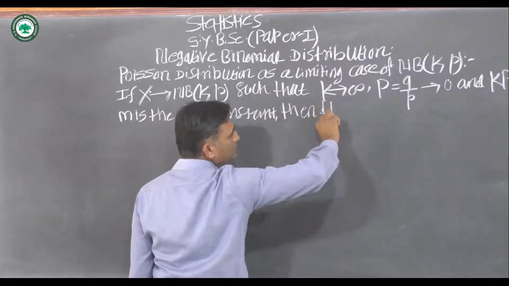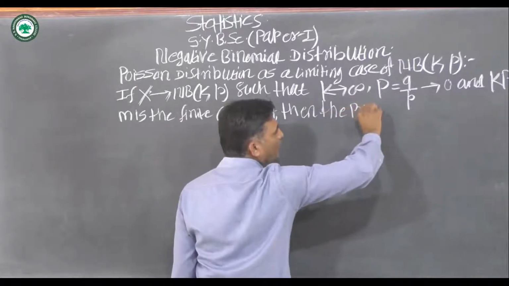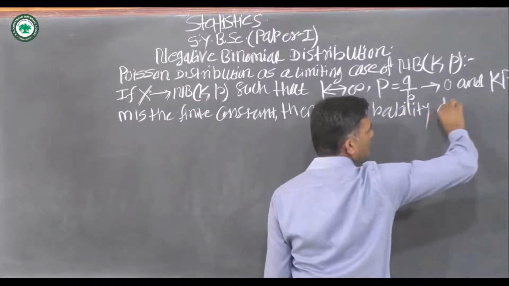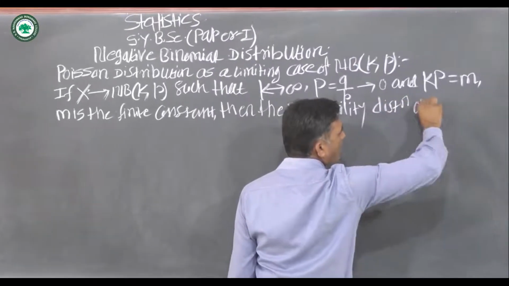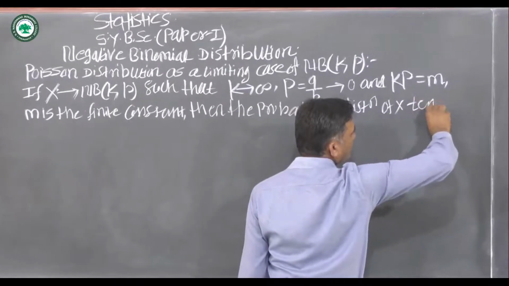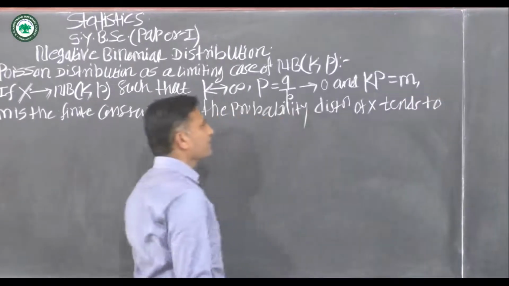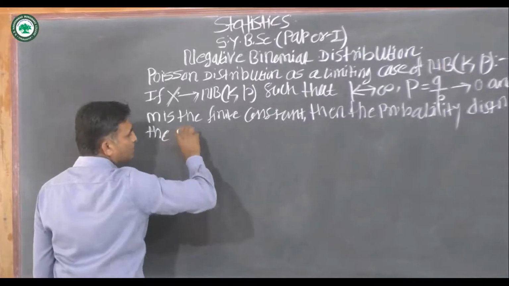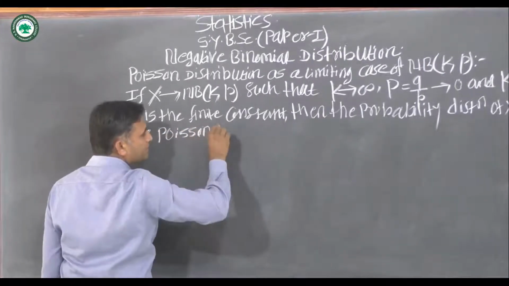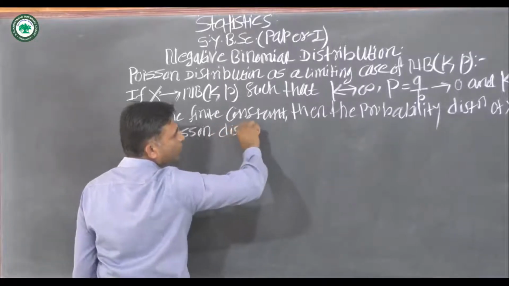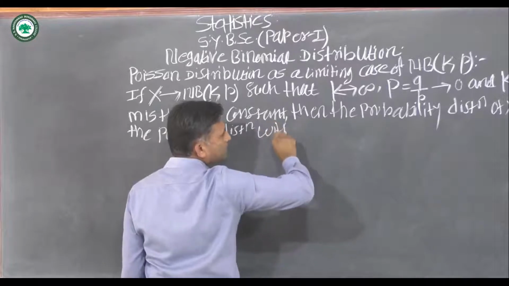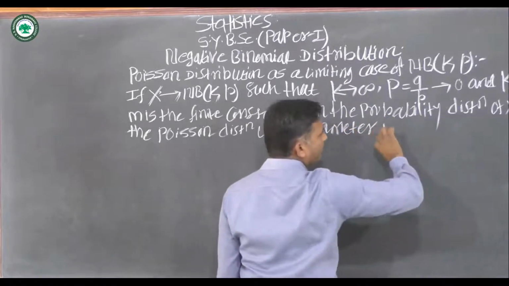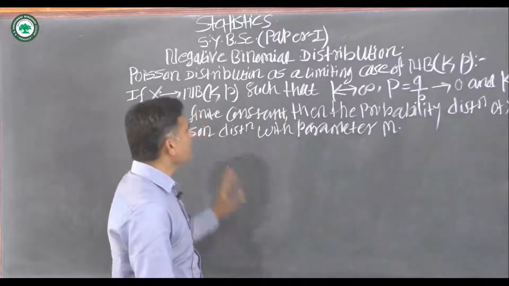Then the probability distribution of x tends to the Poisson distribution with parameter m. Now we prove this result.